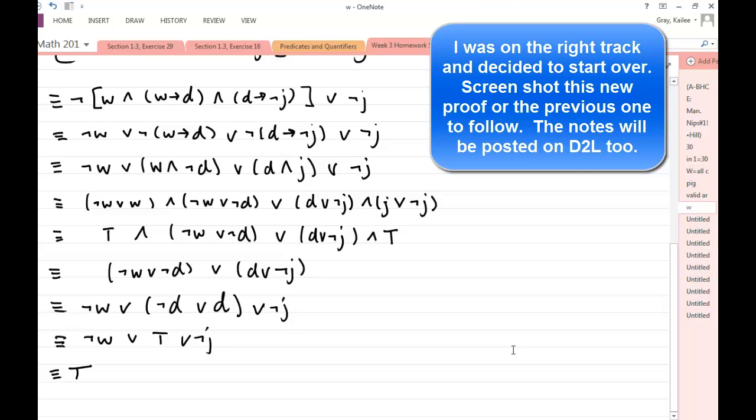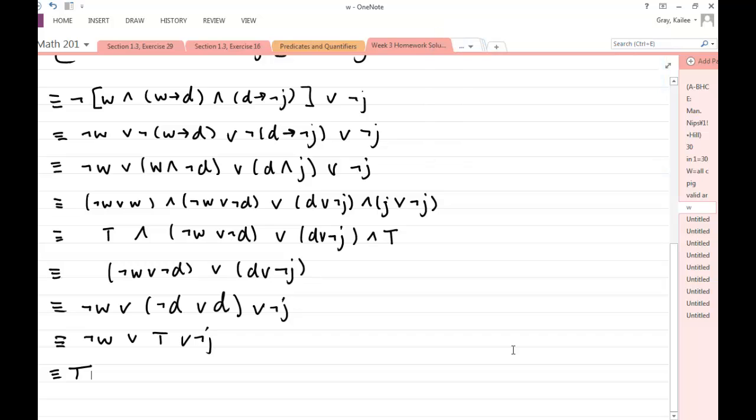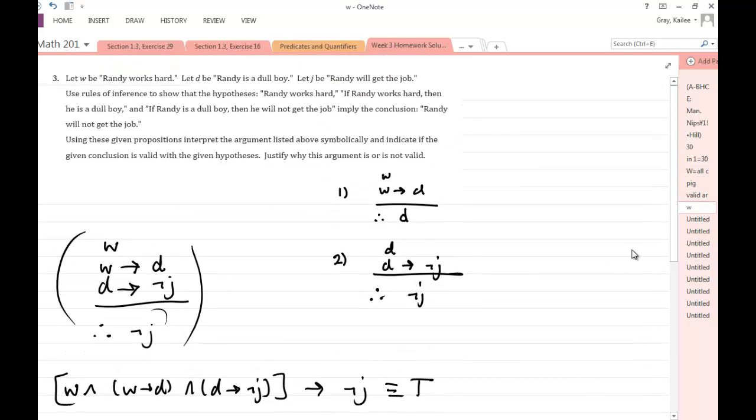So I worked through this proof that this argument is valid by showing that the corresponding conditional statement is a tautology. I'm going to post these notes online, so I won't do it in this video. Just look over my steps and see if you can follow my work to show that the corresponding conditional is a tautology for this argument here.